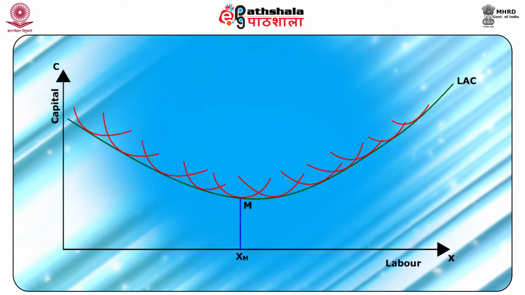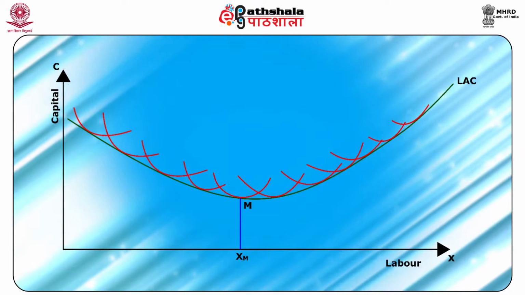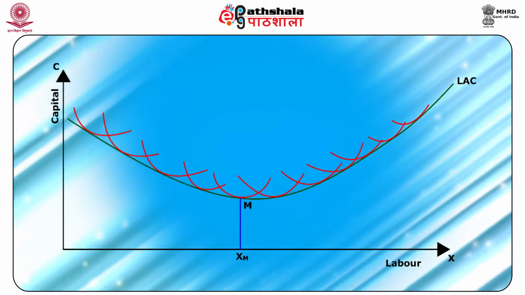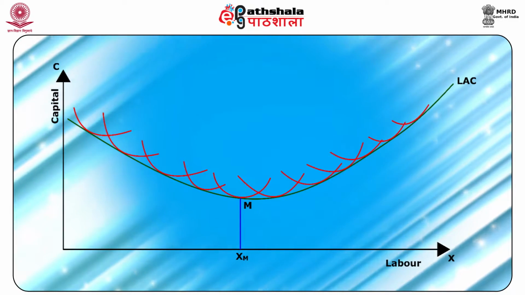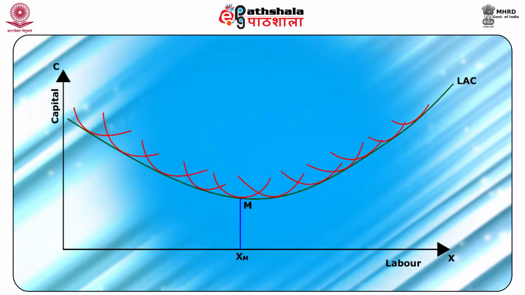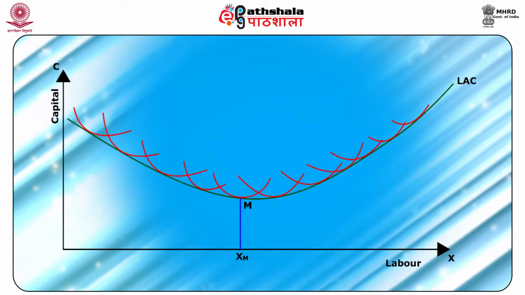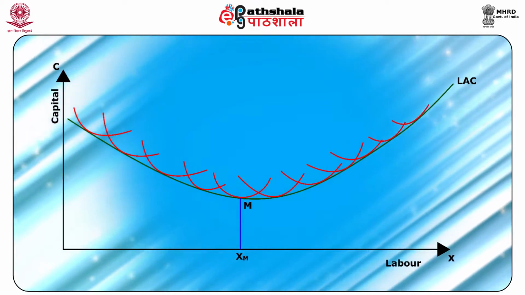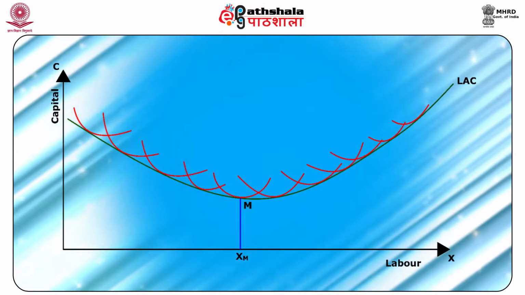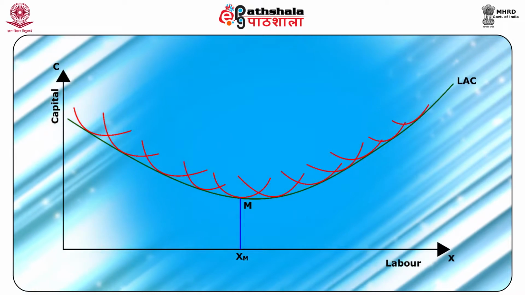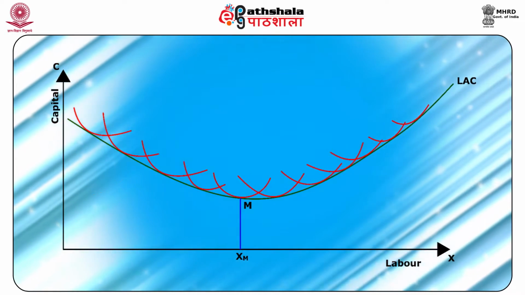LMC shows the change in long run total cost per unit due to change in output. The long run marginal cost curve LMC is derived from short run marginal cost curve SMC. It is derived from the intersection point of the SMC with the vertical lines drawn from the tangency point of corresponding SAC and LAC curves.